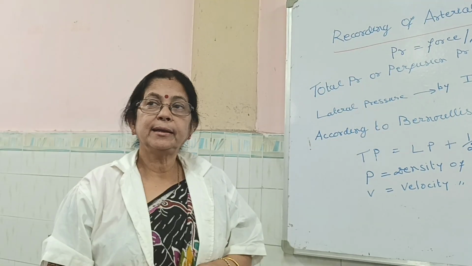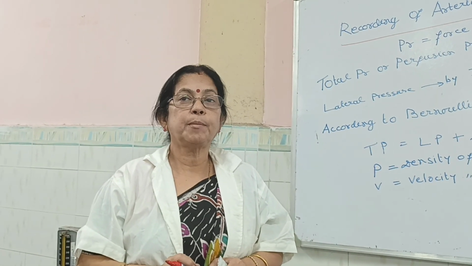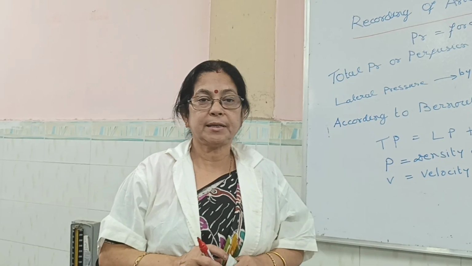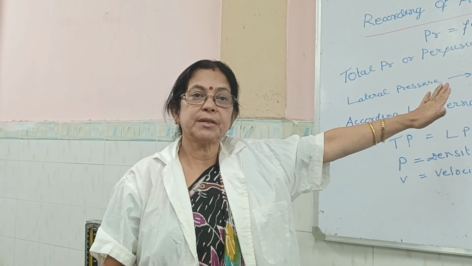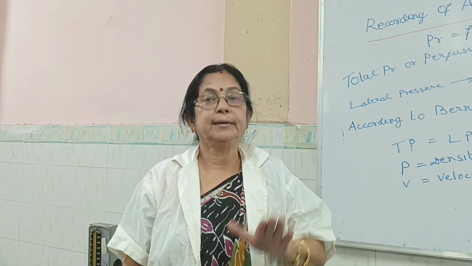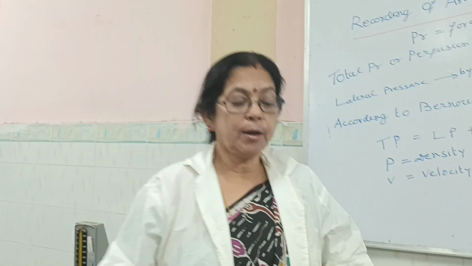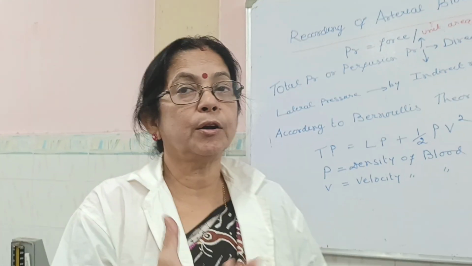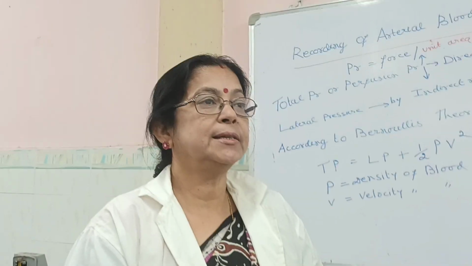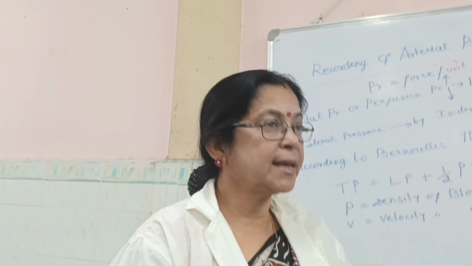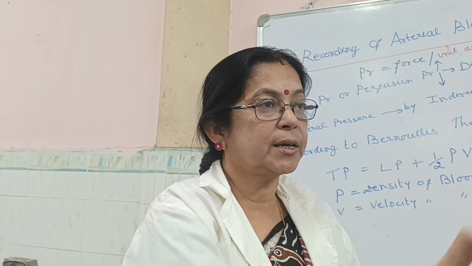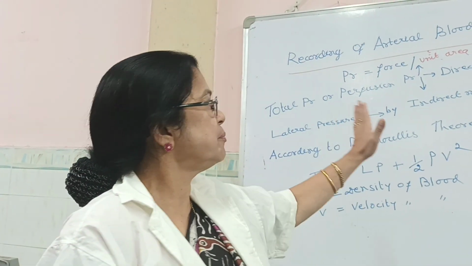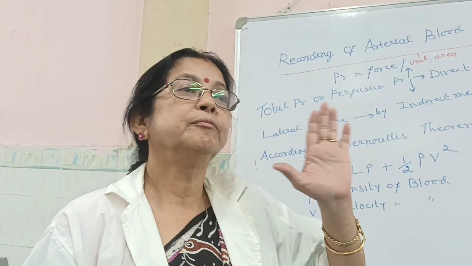Now, our idea is to measure the total pressure or perfusion pressure of each and every subject. But to measure this total pressure or perfusion pressure, we have to measure it directly. Now, what is total pressure or perfusion pressure? When the left ventricle contracts, it generates some energy. The blood receives this energy from the ventricle into the aorta. As a result of this, blood moves forward. So this perfusion pressure or total pressure is also known as the forward pressure.